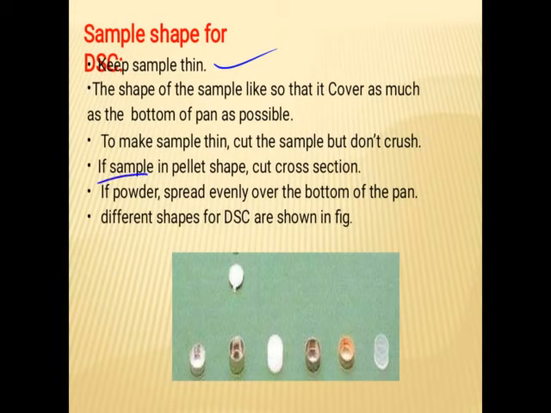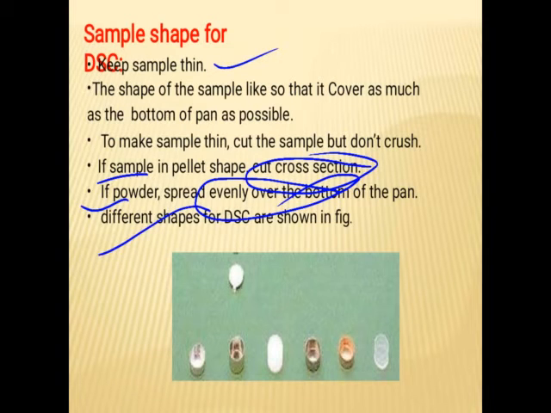If the sample is pellet shaped, cut a cross section. If it is powder, spread it evenly. And if it has different shapes, these are the different shapes of the samples.